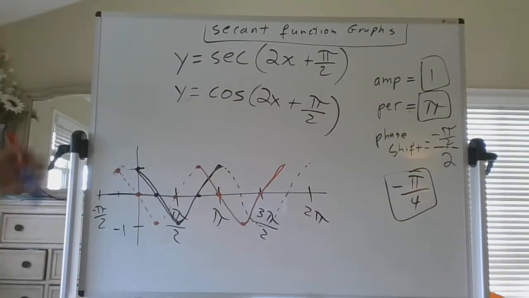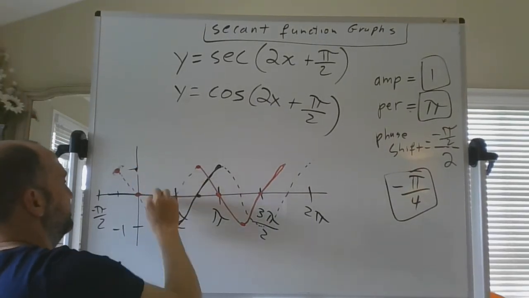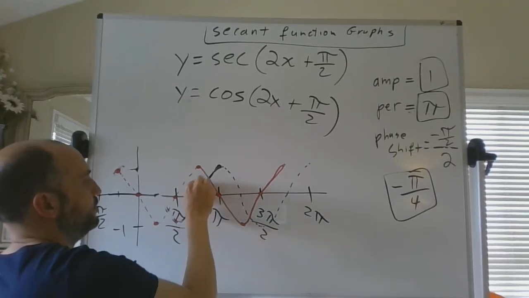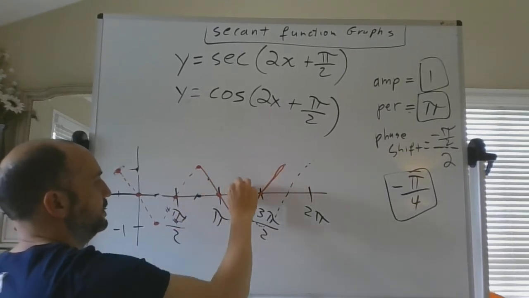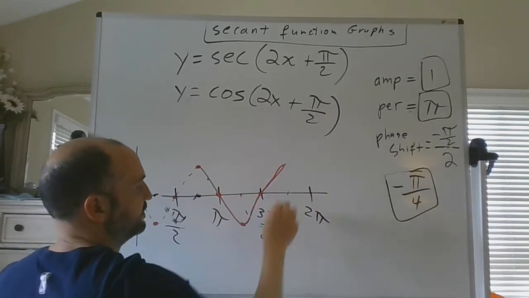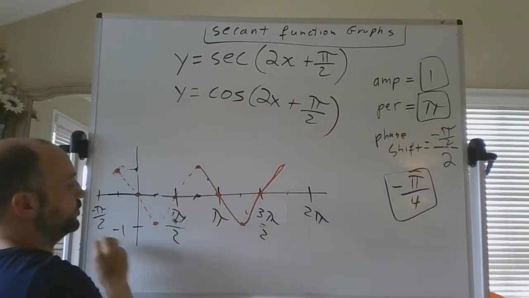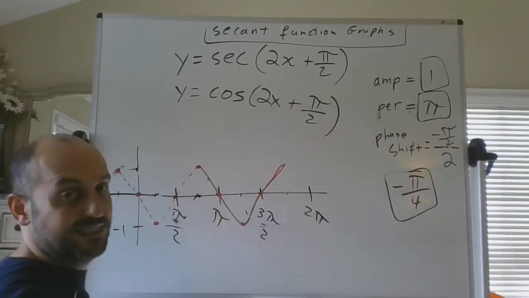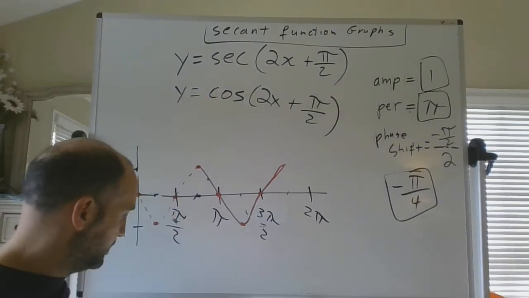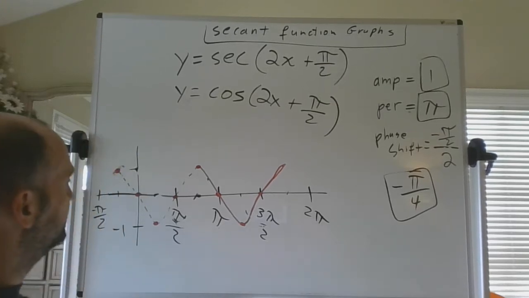So here's what I'm going to do now. I don't need the cosine function in black anymore, because we're just dealing with the red one right now. So here's what we're going to do, which is the last step. What we have currently is the cosine function, cosine of 2x plus pi over 2, which is great. That's awesome. It's not what I asked for. I'm asking for the secant.